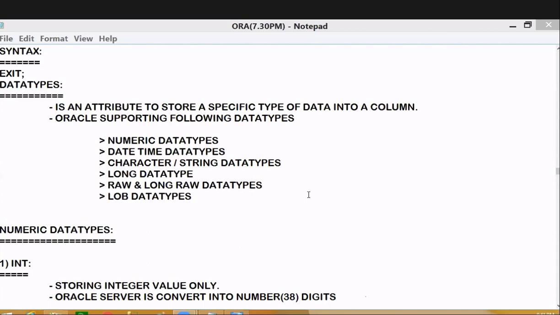SQL is not case sensitive. Case sensitivity we will discuss in the next class, Rahul. Don't worry, I will cover each and every point.